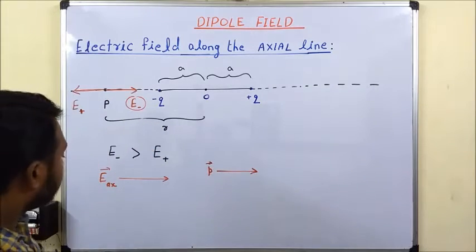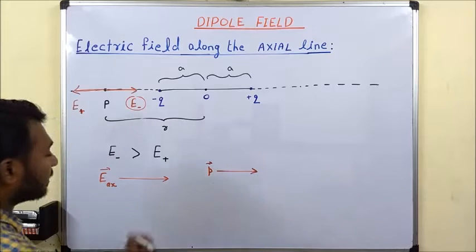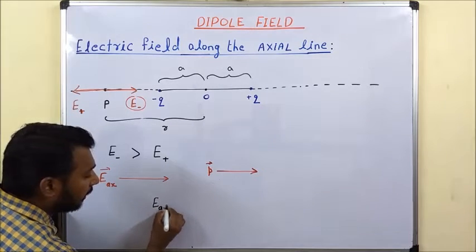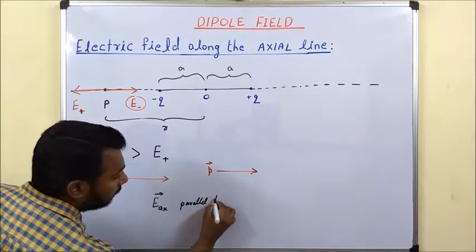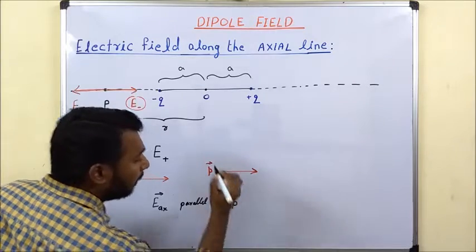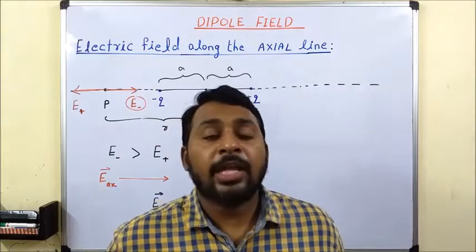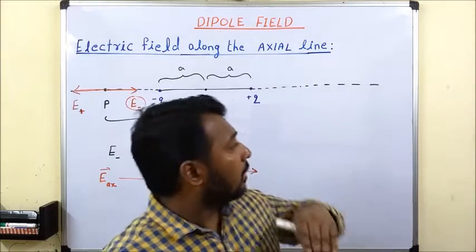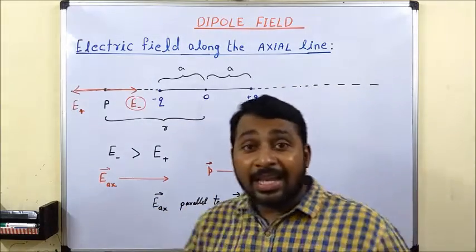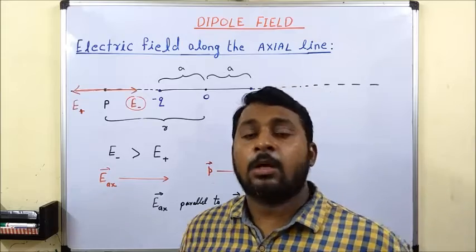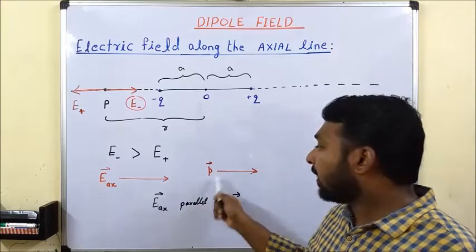Now look at this, the direction of net electric field and the dipole moment. So here it's clear that the net electric field E axial is, again, parallel to the dipole moment P. So we can conclude, anywhere you take the point P, whether it is on the right hand side or the left hand side or anywhere, the net electric field Ex will always be parallel to the dipole moment P.